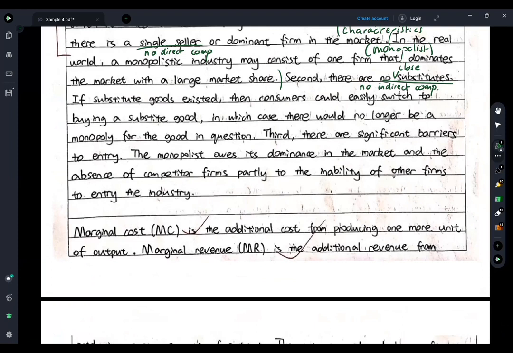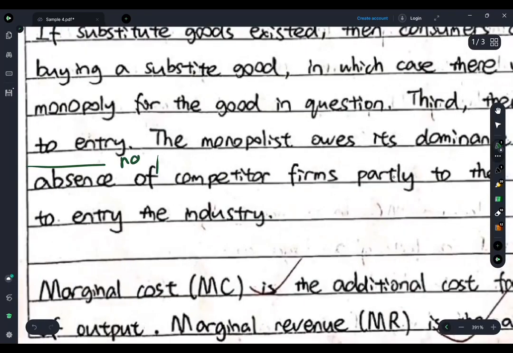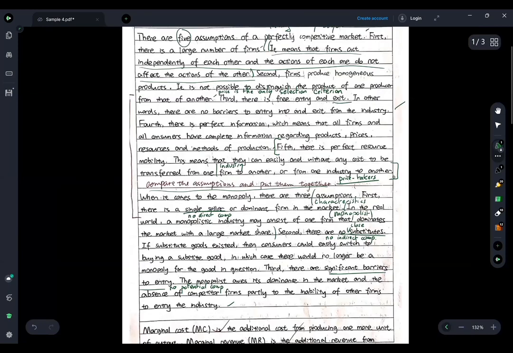Third, no significant barriers to entry, which means no potential competition. That's a good way to summarize those three characteristics: no direct, no indirect, no potential competition. The monopolist owes its dominance in the market and the absence of competitor firms partly to the inability of firms to enter the industry. So these two paragraphs are excellent.